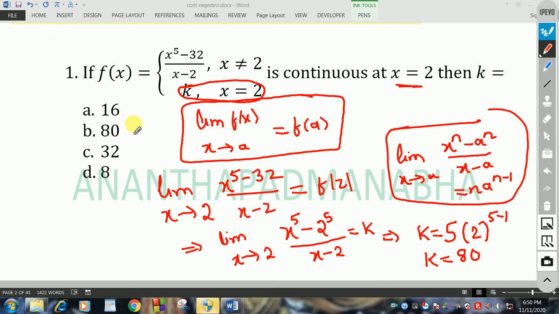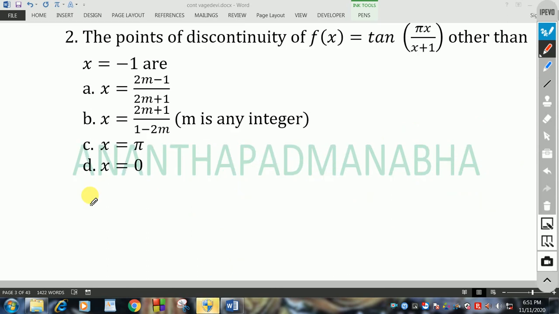So option B is the right answer. So k is equal to 80. So for the function to be continuous, k must be equal to 80. So this is how we solve the problems on continuity. Now let us look at the second question.